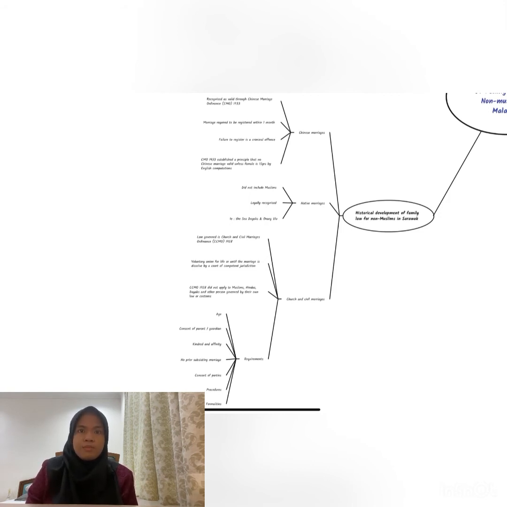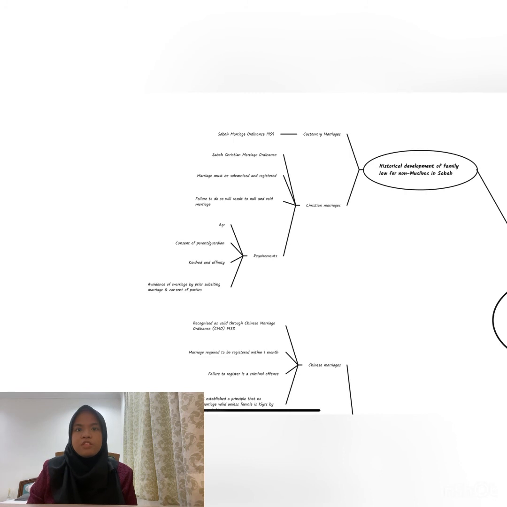For church and civil marriage, the law governing it is Church and Civil Marriage Ordinance 1958. It is a voluntary union for life or until the marriage is dissolved by a court of competent jurisdiction. However, this Church and Civil Marriage Ordinance 1958 did not apply to Muslim, Hindu, Dayaks and others that are governed by their own law or custom. The requirements for church and civil marriage are age, consent of parent, guardian, kindred and affinity, no prior subsisting marriage, consent of parties, procedure and formalities.